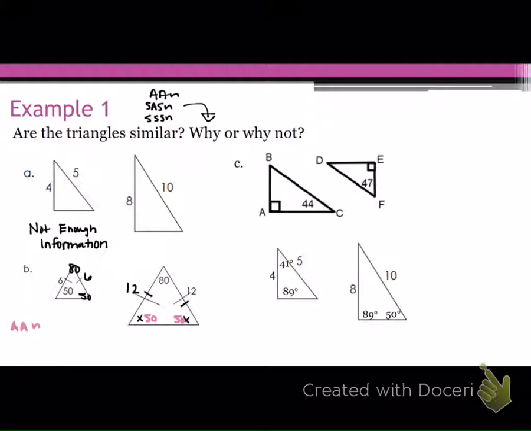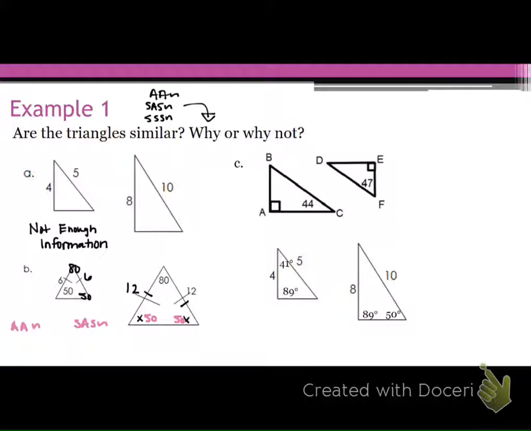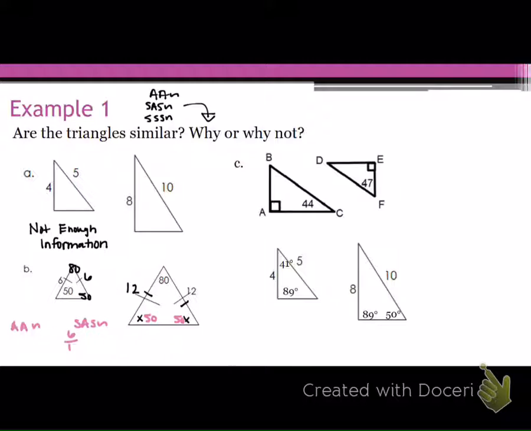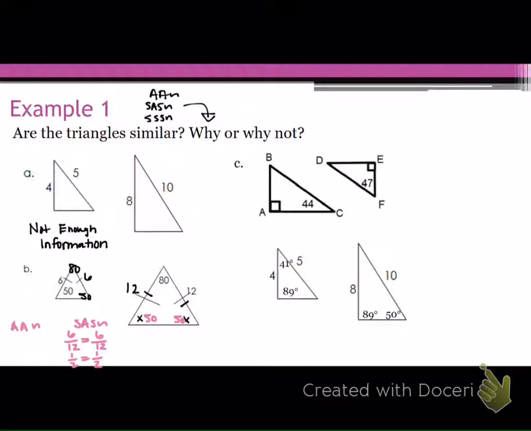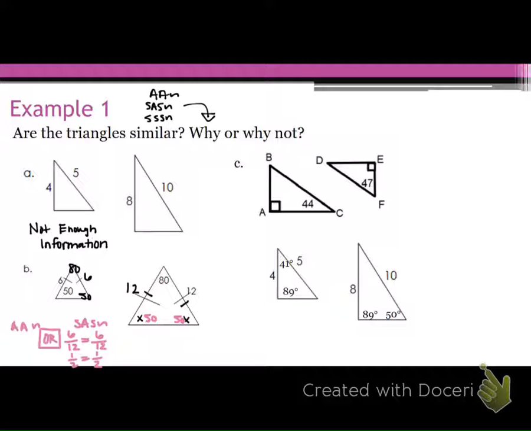It also could be similar by side, angle, side. Do you see side, angle, side here? And we'll talk about why. So side, angle, side similarity. They both have angles that are 80 degrees, and our sides are 6 over 12 and 6 over 12, which is 1/2. So do you see how the angles are congruent and the sides are in proportion? So you could do either one of those, depending on which one you see.